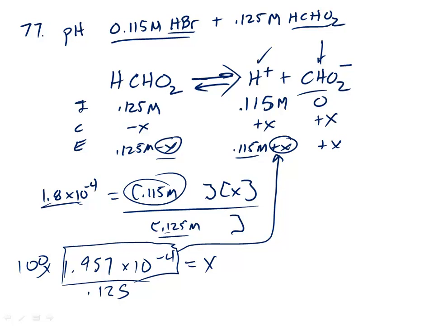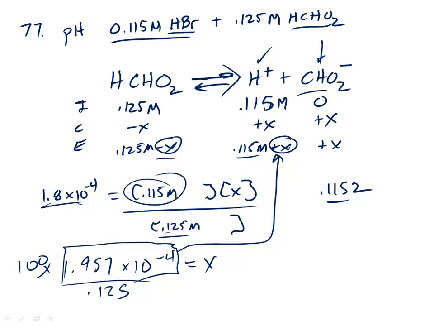So you have to take this number, go back up to your ICE table, and take 0.115 and add to it the value you got for X. All right? So we're going to take 0.115 and add it to this 9.57. All right, so we get 0.1152. Notice it really didn't make that big of a difference, did it? And the 3 significant figures there didn't make any difference.